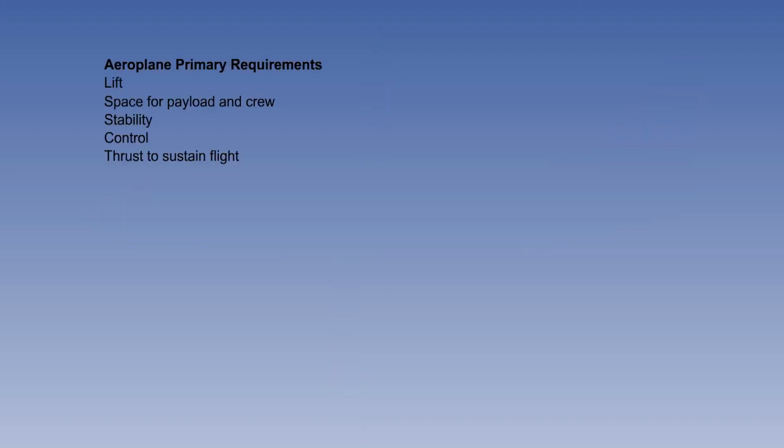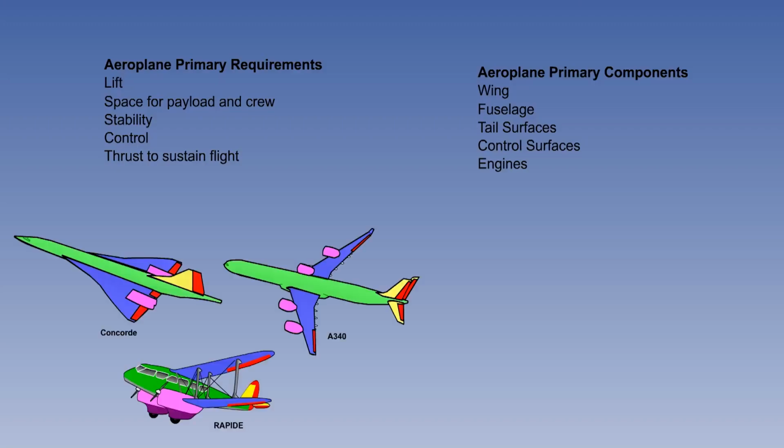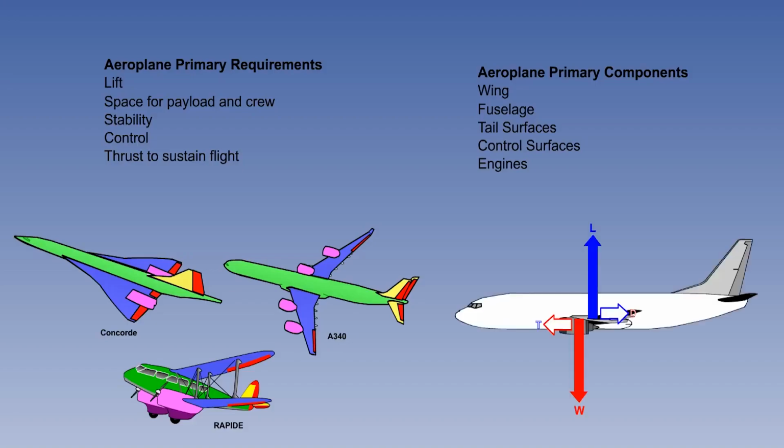To summarise, all powered aeroplanes have the same requirements, which are provided by the same aeroplane primary components. But the design of these components varies between aeroplane types. It is the role, and therefore the requirements of the aeroplane, that determine the design of these components, and that design will always be a compromise. Finally, we introduced the four forces acting on an aeroplane in flight, and saw that these forces are related. The forces lift, drag and thrust will be greater for a heavier aeroplane and less for a lighter aeroplane.